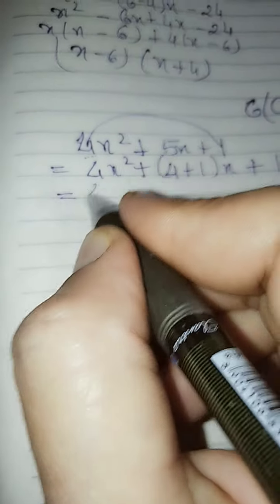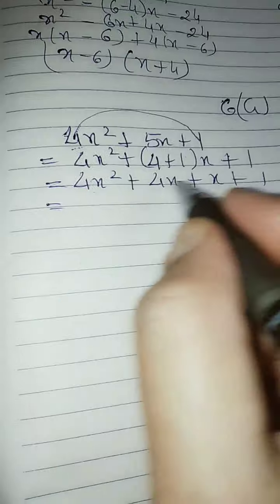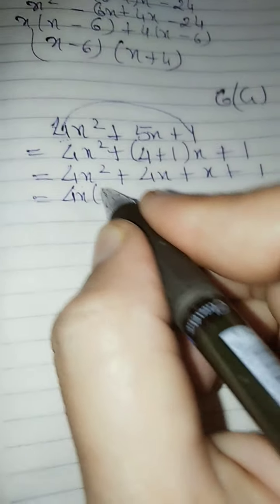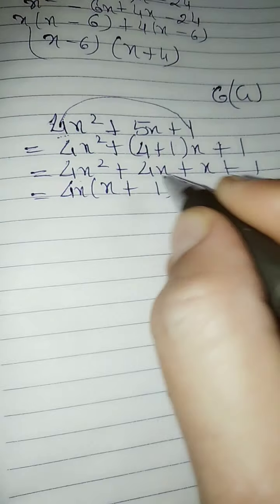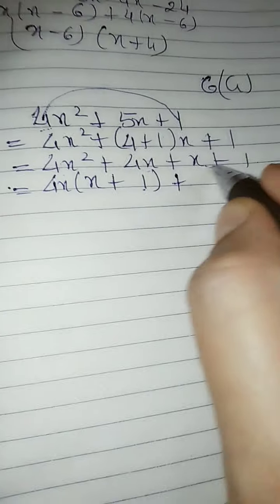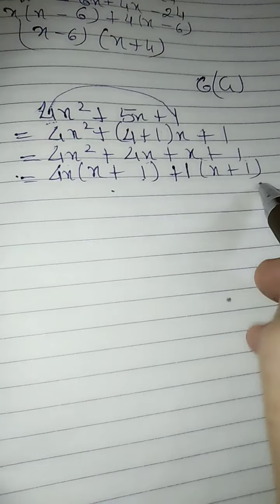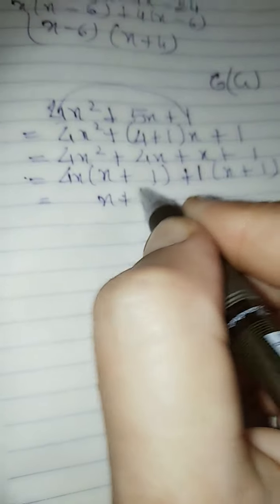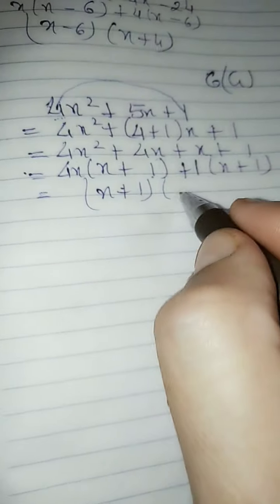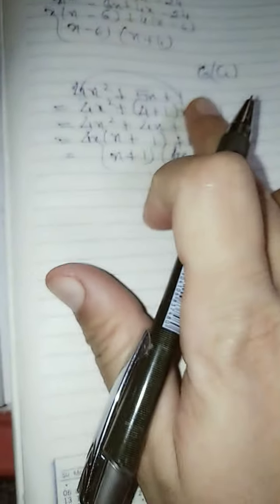Now again doing the same thing, open the bracket and take the common factor. From 4x square and 4x, you will take 4x common. You will be left with x plus 1. Here, from the last two terms, there is nothing common, so we take 1 common and put the terms in brackets. So x plus 1 is the common factor, and the next factor is 4x plus 1. This is how you will split the middle term by using a and c.